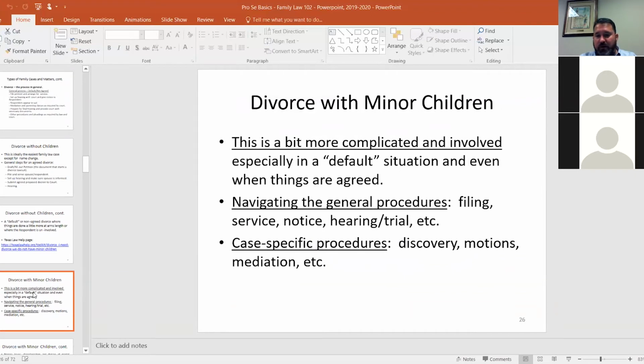Divorce with minor children obviously is a bit more involved. There's a lot more issues going on, and there can be a lot more to the entire process, but we have paperwork for people to do it. The issues that have to be taken care of in a divorce with children, you have to determine the custody arrangement, the visitation arrangement, the child support, insurance, and so forth. So there's a lot of issues that involve the children.